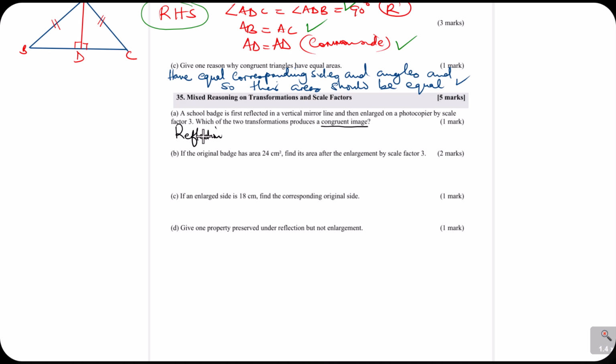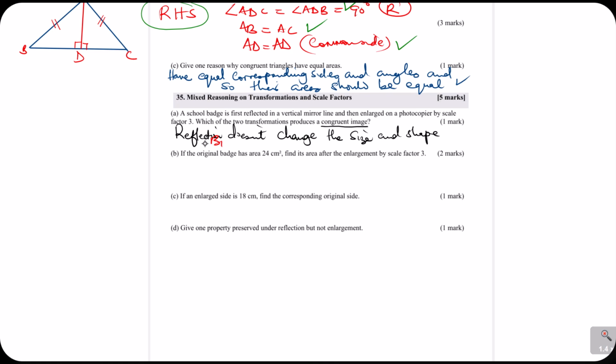Reflection is the one that is going to produce a congruent image, because reflection does not change the size and the shape, but enlargement changes the size by either making the image smaller or bigger. So the reflection is the one that produces it. So the solution there is reflection. If you just indicate reflection, it is okay.